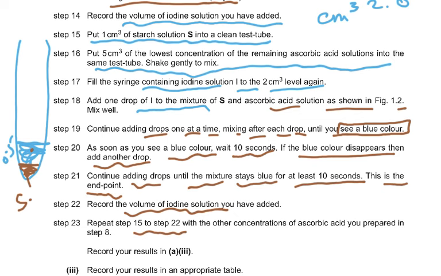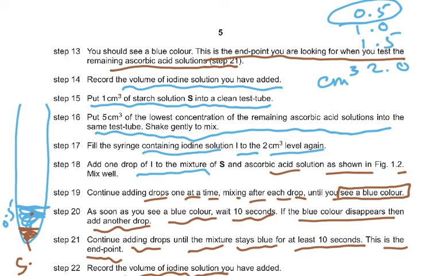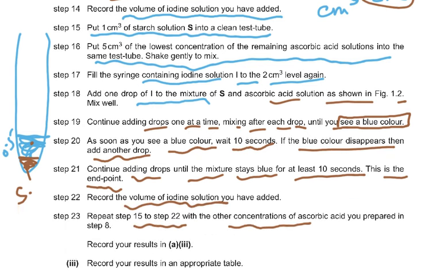Repeat steps 15 to step 22 with the other concentrations. The other concentrations were what? 1.0, 1.5 and 2. So you repeat this whole procedure. Now think of this theoretically.